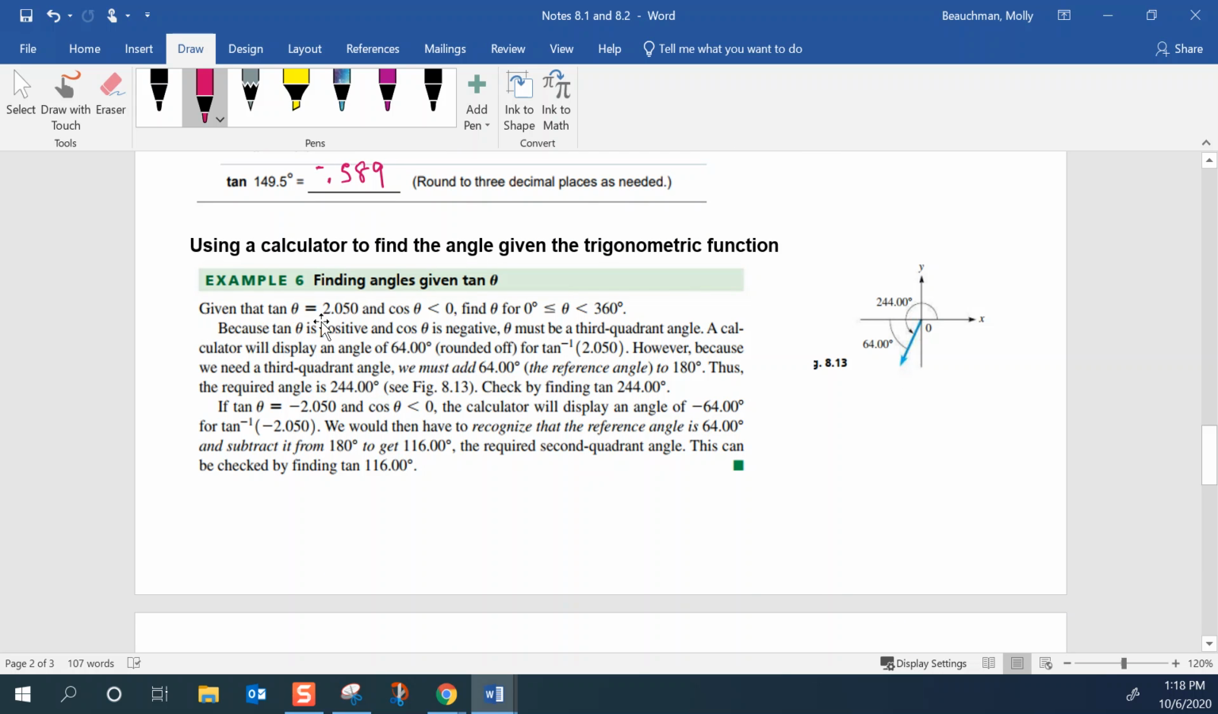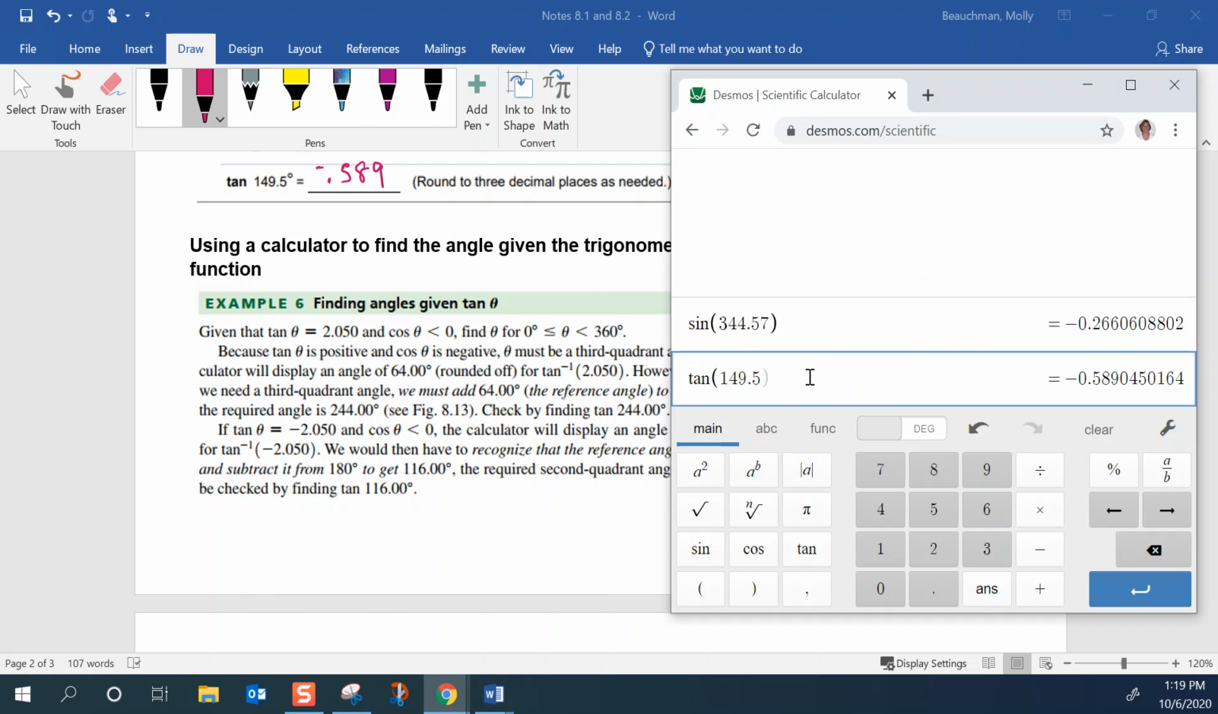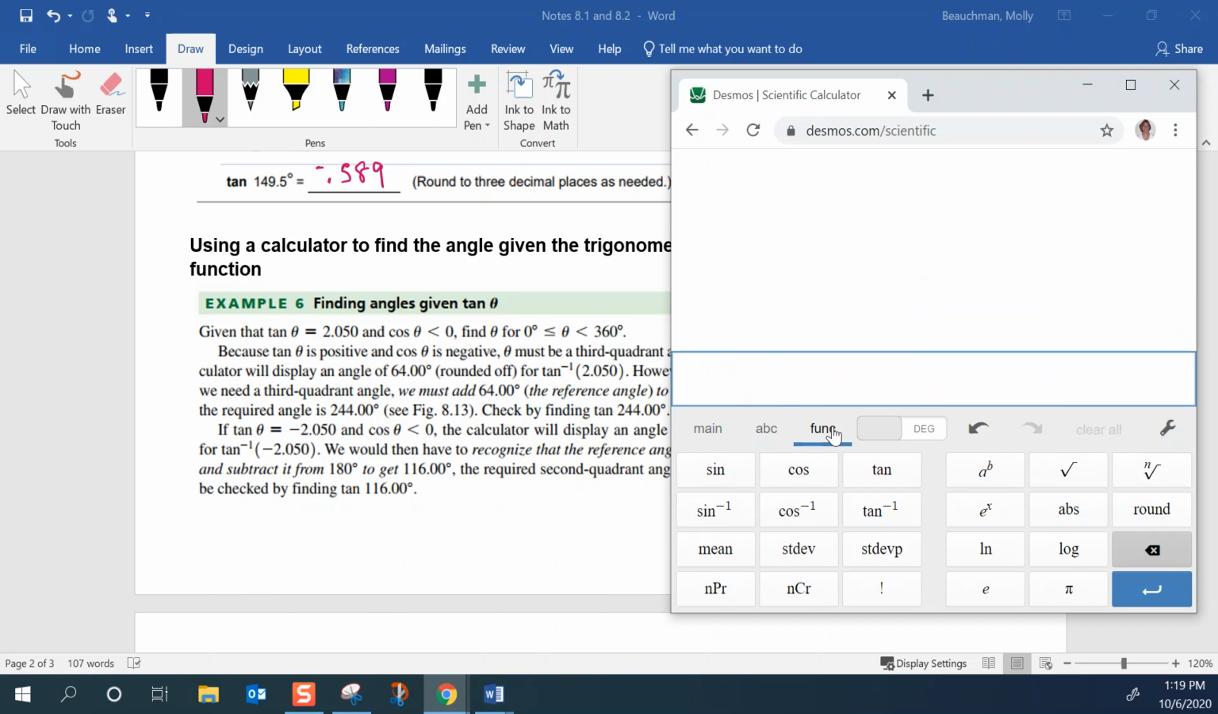Given that tangent of an angle is equal to 2.050 and the cosine of that angle is negative, find theta between 0 and 360 degrees. All right, so there's a function on your calculator that will allow you to find an angle given the tangent. So we'll go back to the Desmos calculator, clear out what we have. And these are under function. If you remember from the triangle section, they're inverse sine, cosine, and tangent functions. So if the tangent is 2.050, then we have to find the inverse tangent of 2.050.